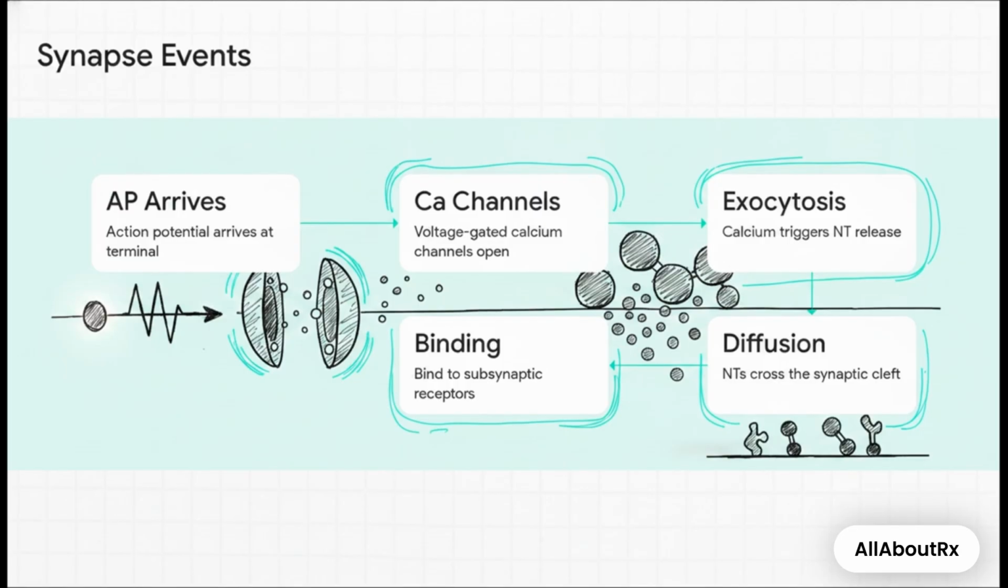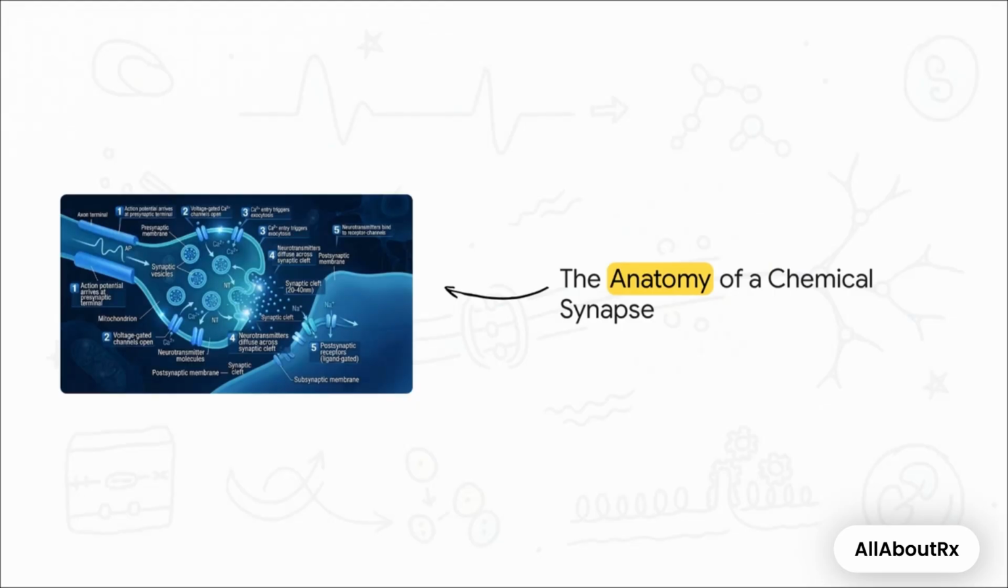So when an action potential arrives at the presynaptic knob, it triggers voltage-gated calcium channels to open up, allowing a crucial influx of calcium. This calcium influx is what triggers the exocytosis of neurotransmitters into the cleft. These molecules then diffuse across the gap and bind to specific receptor channels on the receiving or postsynaptic cell, which changes its membrane permeability. Picture the vesicles clustered inside that presynaptic knob.